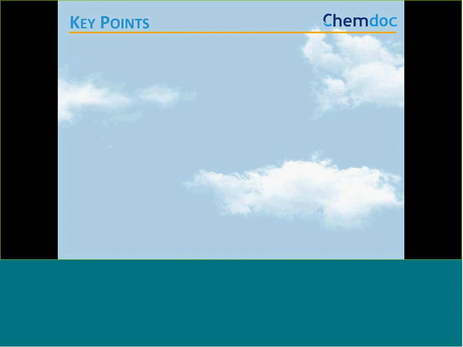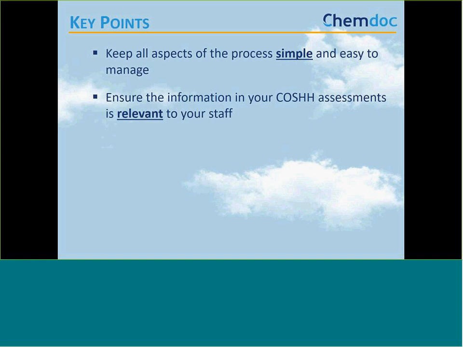So I'm just going to look back at a couple of key points very quickly that you would have heard me maybe bang on about a few times as we went through it. First of all, keep aspects of the process simple and easy to manage. If you make it overly complex, it will fall down. The information in the COSHH assessment must be relevant to your staff. If you're copying and pasting information from a safe data sheet into an Excel file, it is just not going to work. It is no good to you.